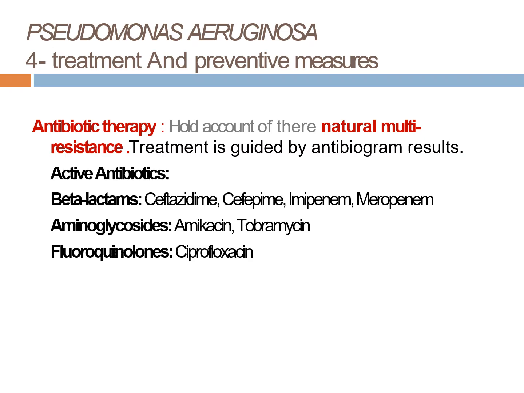Finally, let's talk about treatment and prevention. Antibiotic therapy must be guided by the natural resistance profile and, ideally, by an antibiogram. Active antibiotics include ceftazidime, imipenem, amikacin, and ciprofloxacin.